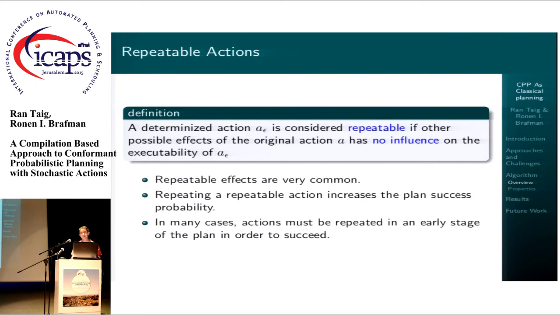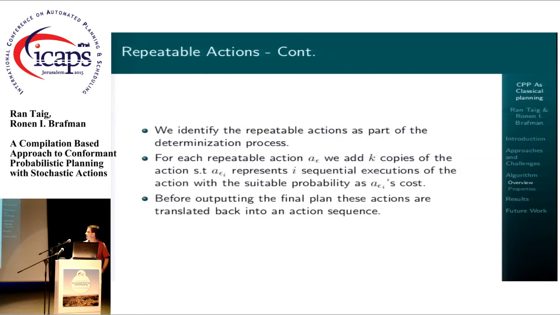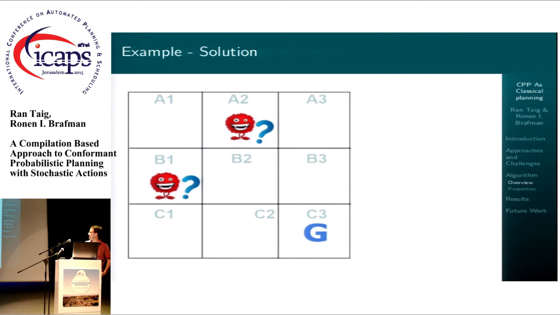One of the reasons for the failure or unscalability of previous planners was that they failed to figure it out in an early stage of the plan. What we do is to identify those repeatable actions as part of our determinization process, then create some finite set of copies of each of those actions. For example, if I'm determinizing A epsilon I, it represents I sequential executions, and we can attach to it the suitable probability after those I executions. And of course, we translate it back to the original sequence when returning the plan.